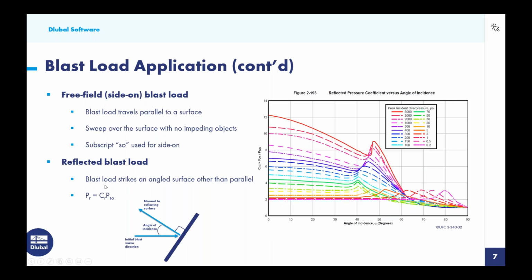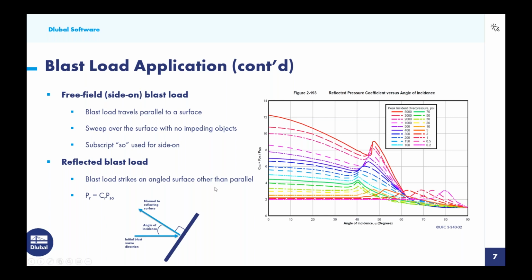And referring now to the UFC document, there is a nice figure here, 2-193. And you'll notice that the angle of incidence is given here on our x-axis. Then we would locate our peak incident overpressure. We can follow this along to determine what our reflected pressure coefficient should be.